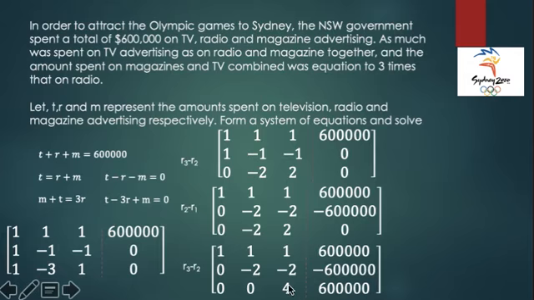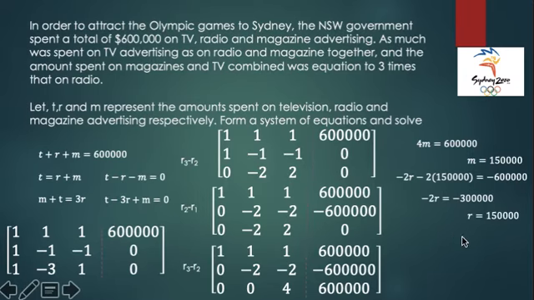So from here I can see that my M value, 4 M's is 600,000, so M is 150,000. Then I can substitute that M value in here, so I go negative 2R take 2 lots of M is negative 600,000. Solve, and we get R is 150,000 as well. That's our R. And so now we've got M and R plus T equals 600,000, and so T equals 300,000. Okay, so that's the amount he spent on each of the advertising campaigns in dollars altogether.